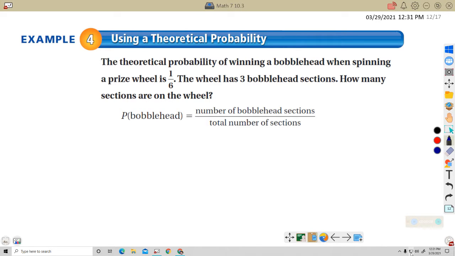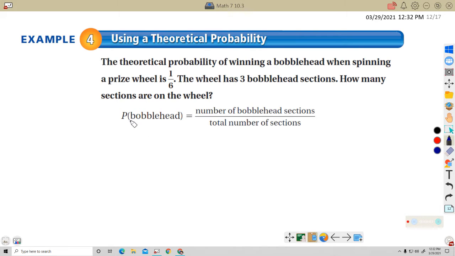The theoretical probability of winning a bobblehead when spinning. A bobblehead is one of those dolls that have like the big heads with a spring under it. Winning a bobblehead when spinning a prize wheel is 1 out of 6. The wheel has 3 bobblehead sections. How many sections are on the wheel?